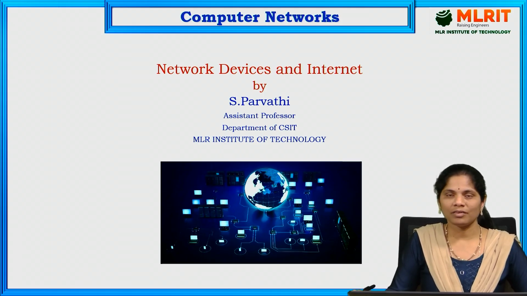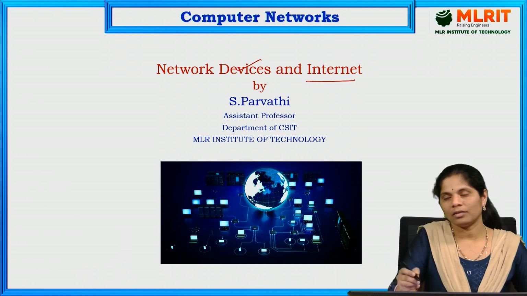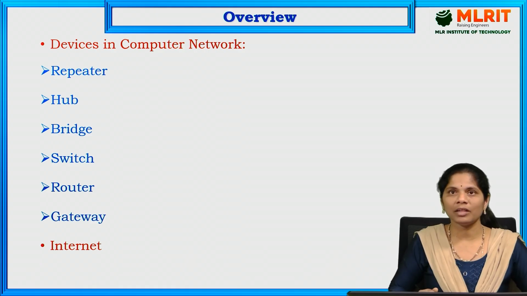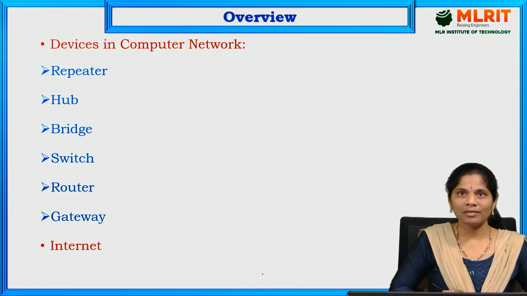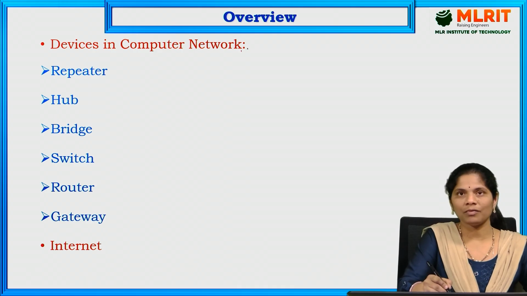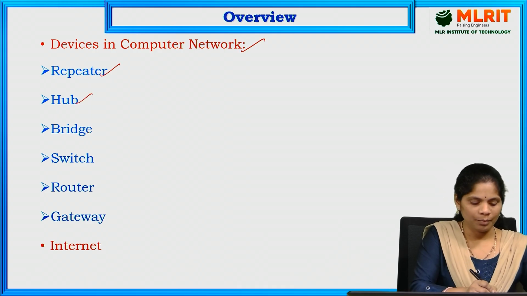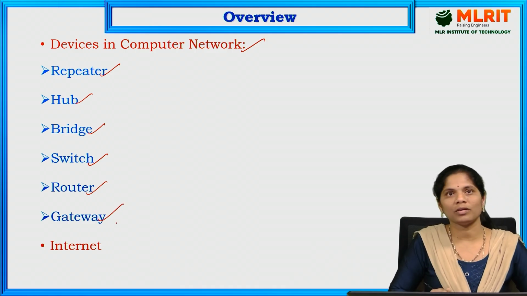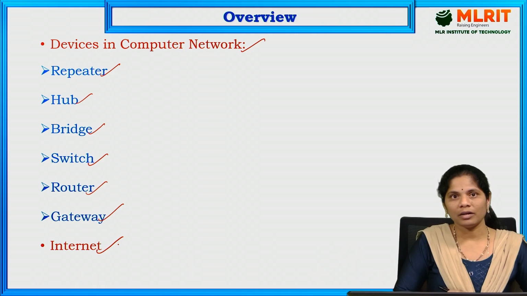In today's session, we are going to discuss network devices and the internet. Let us see the overview of today's session. First, we are going to discuss the devices in computer networks. What are the different devices we use in computer networks? Those are the repeater, hub, bridge, switch, router and gateway. These devices we are going to discuss in today's session, and next we are going to discuss the internet.